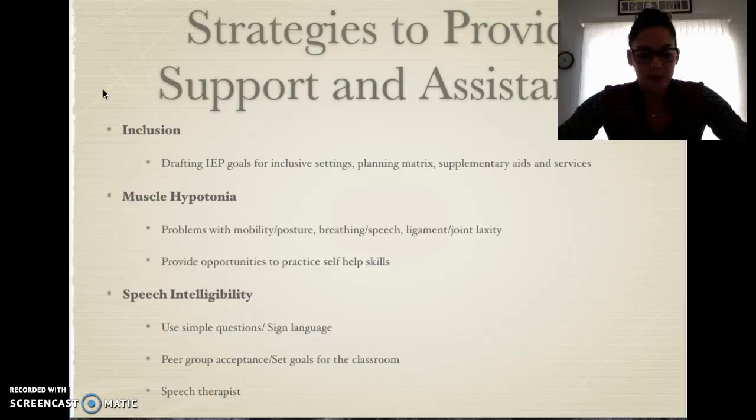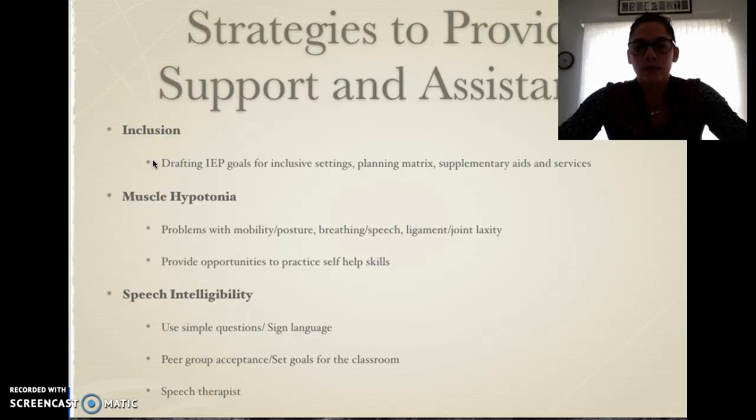Also, peer group acceptance may hinge on the ability to communicate effectively. So it would be helpful if the teacher set goals in the classroom so that the student with Down syndrome can communicate, and also so that their peers are able to have meaningful conversations and interactions with them. And lastly, a speech therapist is usually involved in this.